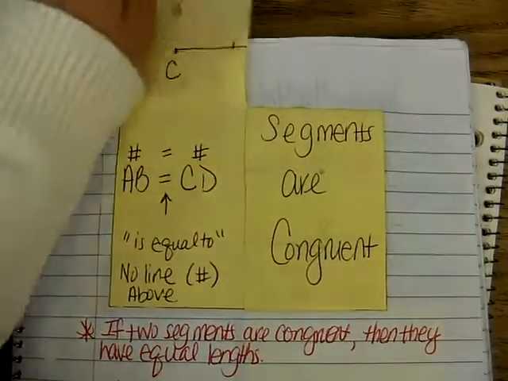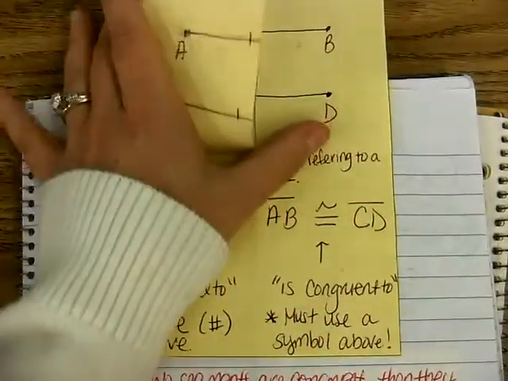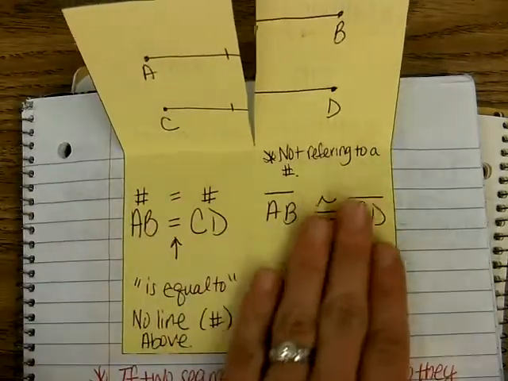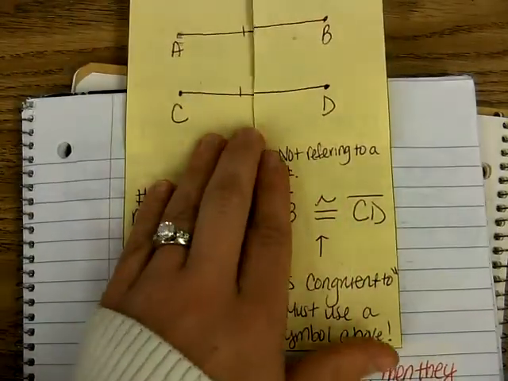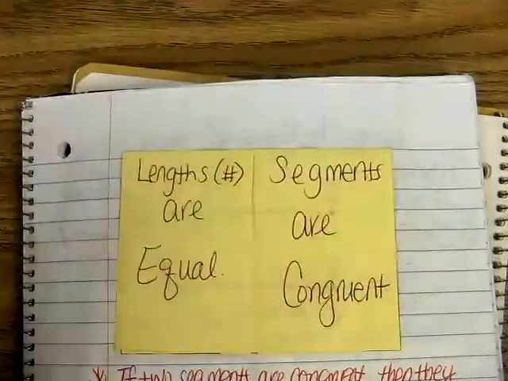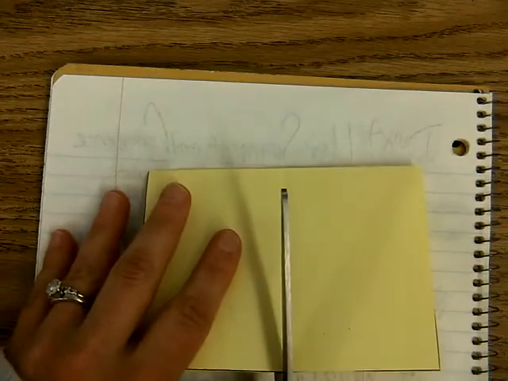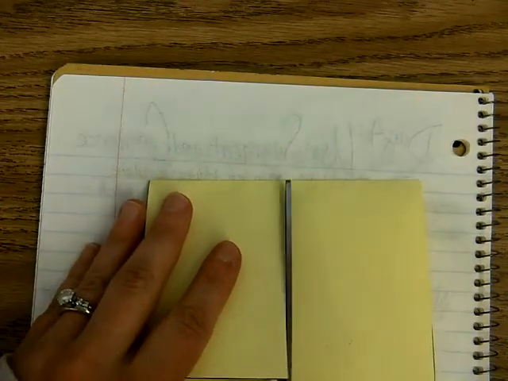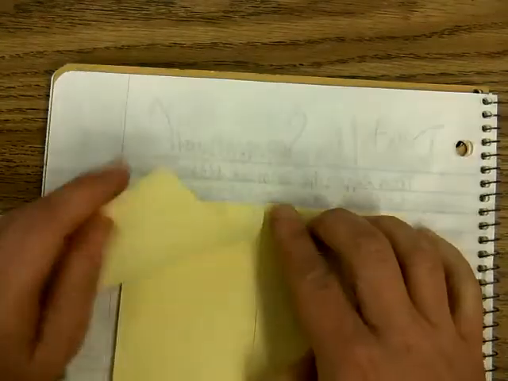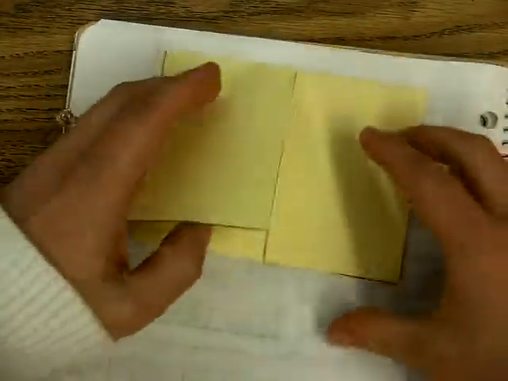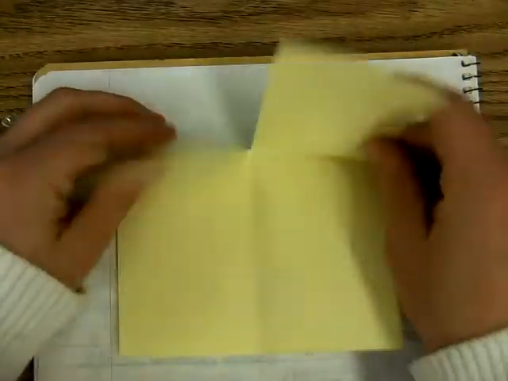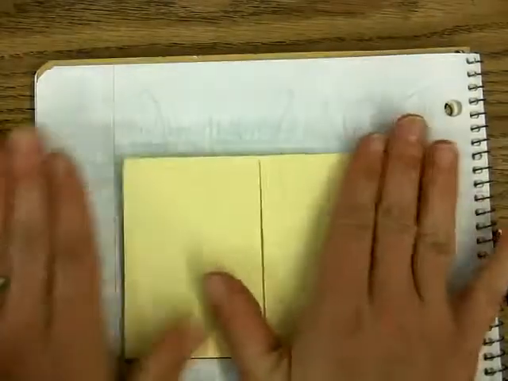Lengths are equal, lengths are congruent. We are going to make this cutout so that you can see right here there's no cuts, but up here there is a cut. So that is the cutout that we are going to create. All right, so I'm just going to cut right up the line. And there we go. So now you should have your cutout looking like this. All right.